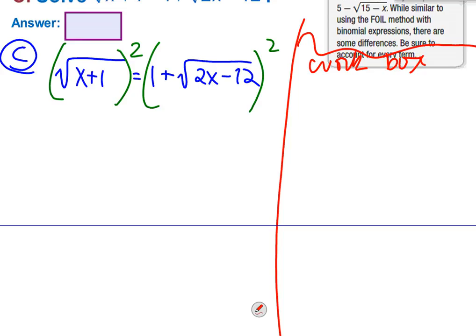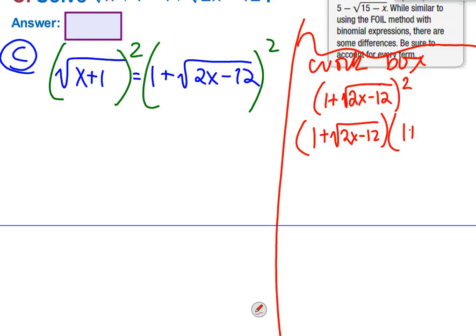It's this 1 plus the square root of 2x minus 12 in parentheses squared that I'm a little more concerned about. So that one, I might actually write it as 2 sets of parentheses and FOIL it out. I'm just going to write it once here, because we have people who are gone, just so that you can see it a little better. So I'm going to take 1 plus the square root of 2x minus 12 times 1 plus the square root of 2x minus 12.